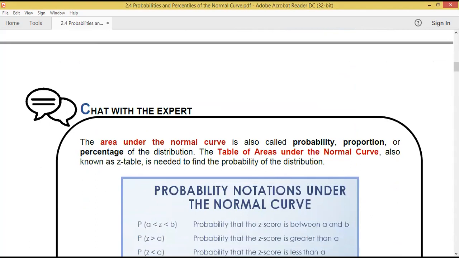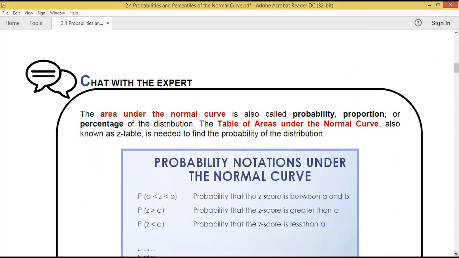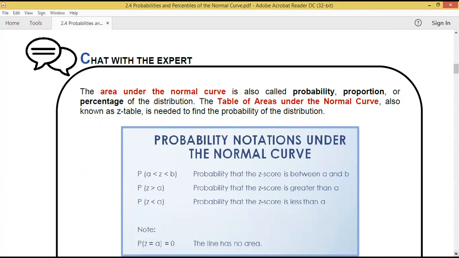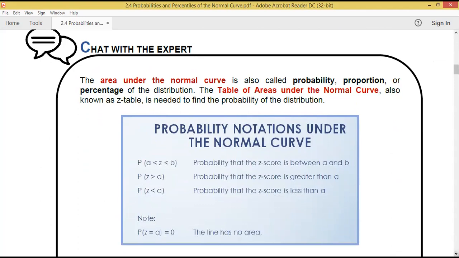Let's have a big word for today. A big word is probability. Remember that probability is also called proportion, percentage, or the area under the normal curve. So for this lesson, you need to have your z-table with you.